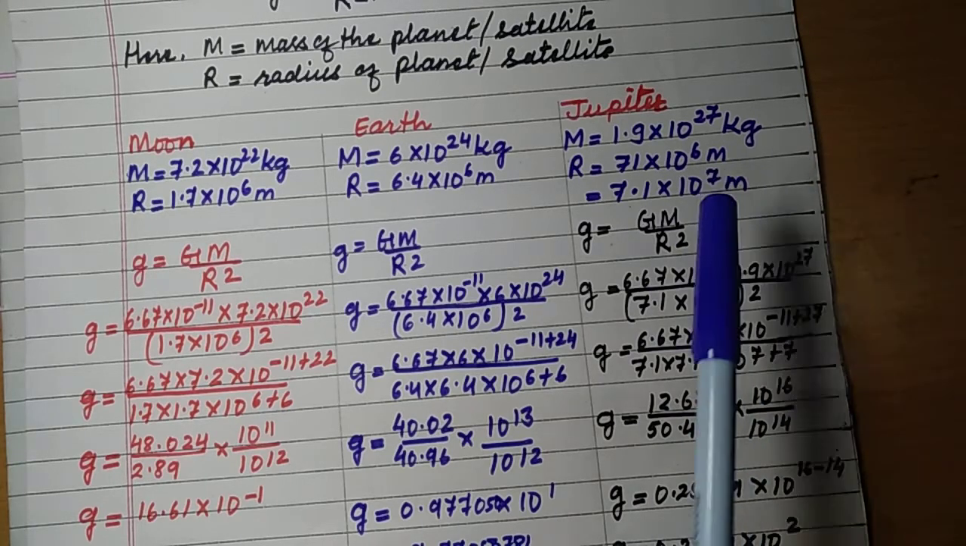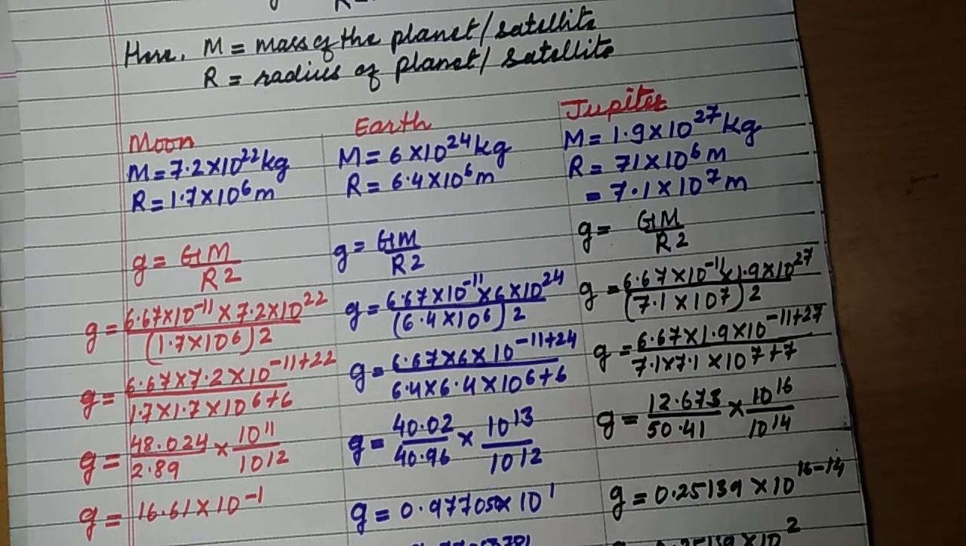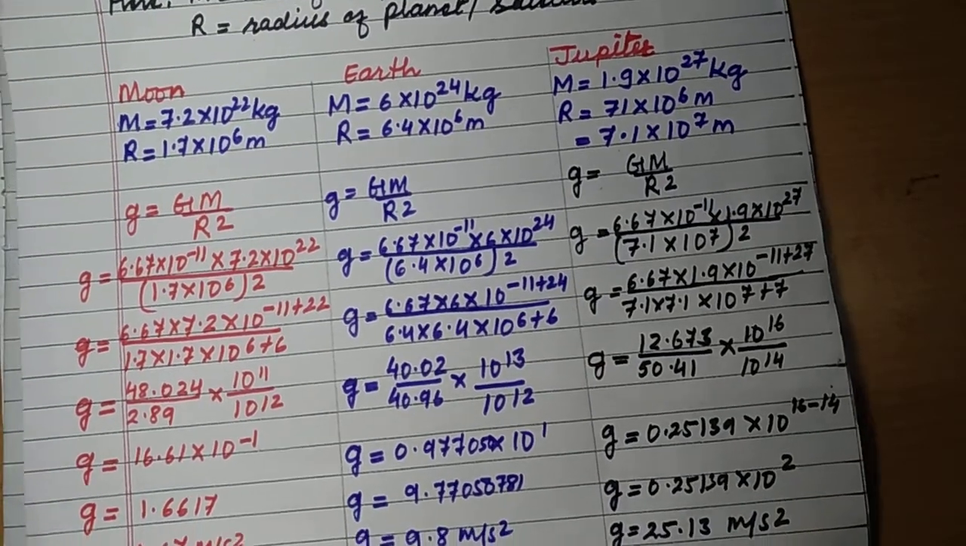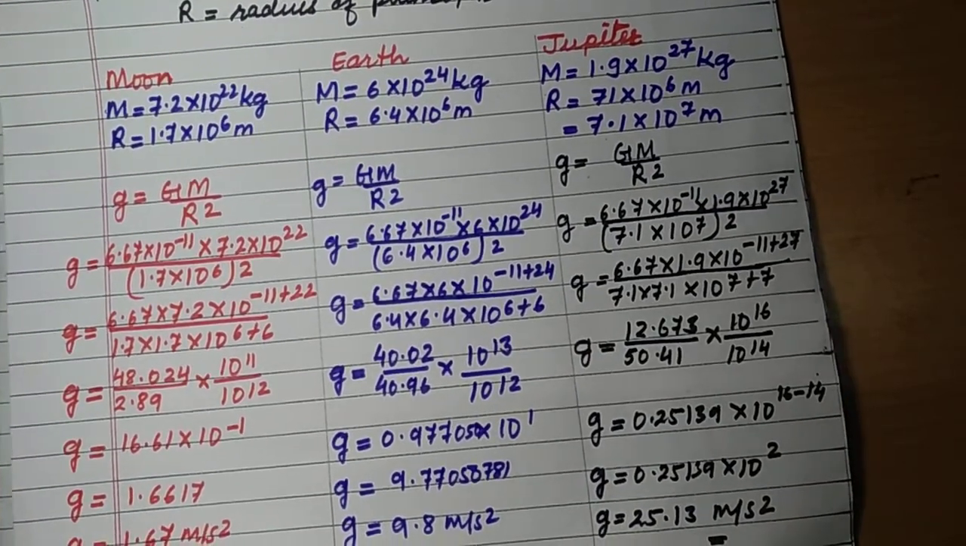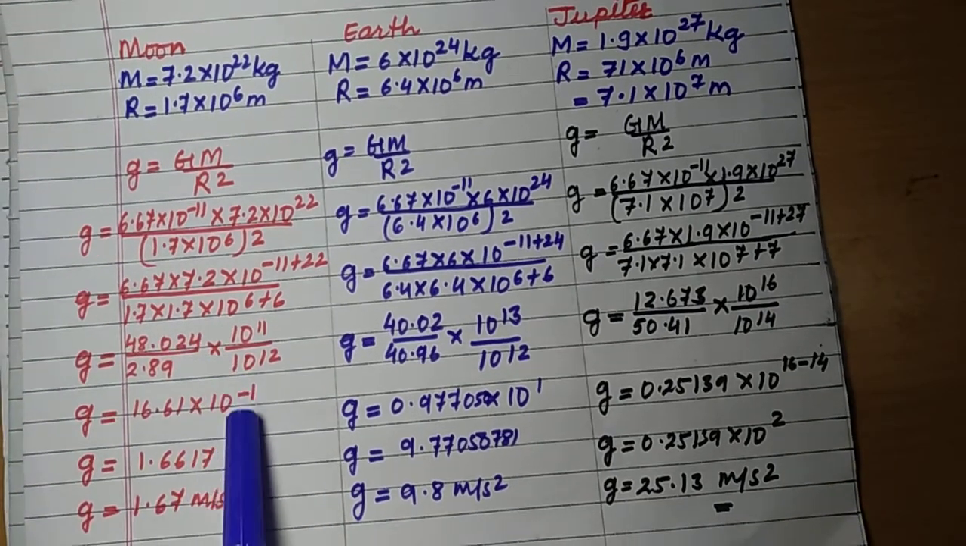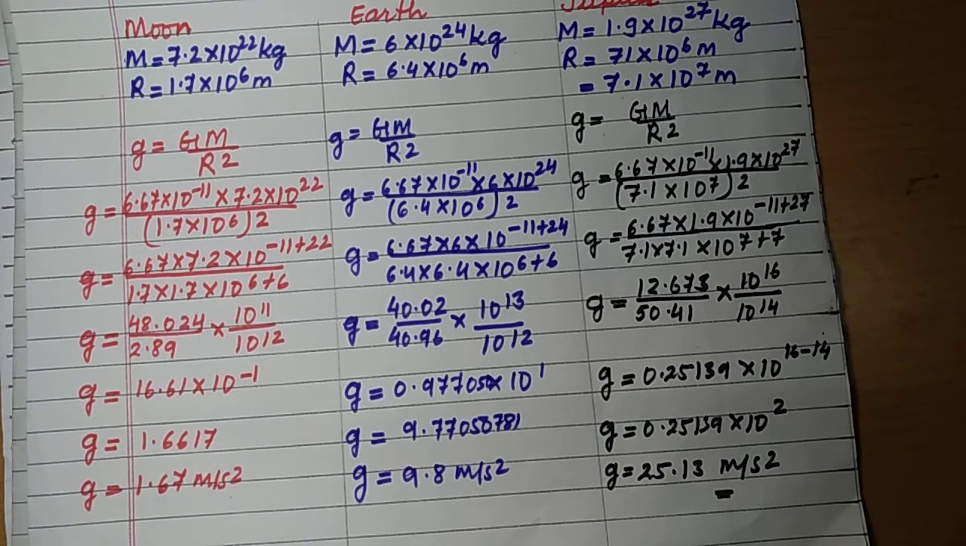Now we are going to put these values in this formula and calculate small g, acceleration due to gravity. The calculation is done over here. After substituting values and calculating, the value of g on the moon is 1.67 meter per second square. You can check this calculation.